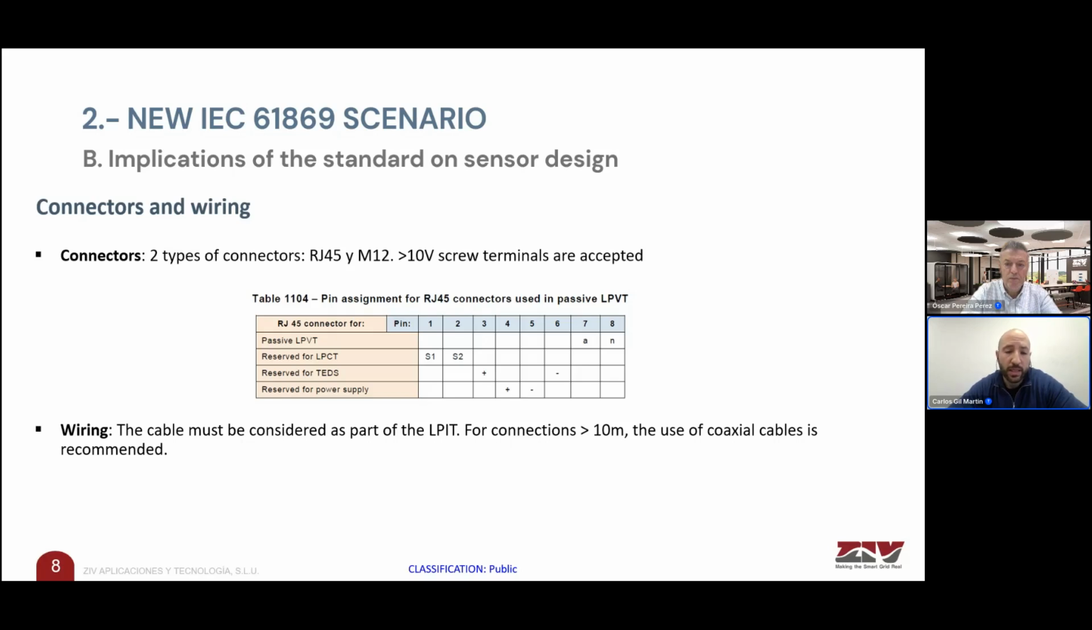Here we can see an example of RJ45 where pins are reserved for the low power voltage transformer and also for the low power current transformer. And in case we are going to use an active sensor, we have 2 pins, 4 and 5, for the power supply. The second one is the wiring. The cable must be considered as part of the LPIT, and for connections longer than 10 meters, the use of coaxial or shielded cables is recommended.